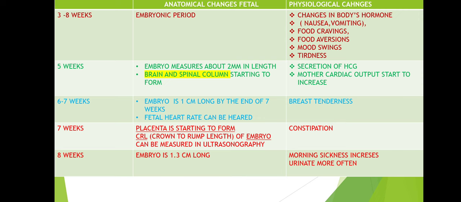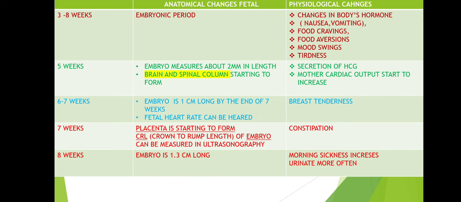There are lots of hormonal changes in the mother's body: nausea, vomiting, food cravings, food aversions meaning obsession for food, mood swings and tiredness. In the fifth week the embryo measures about 2 mm in length, and the brain and spinal column are starting to form. The first organ that develops in the embryo is the brain and spinal column. Most of the time there is a question on this: which organ develops in the embryo first? That is the brain and spinal column.